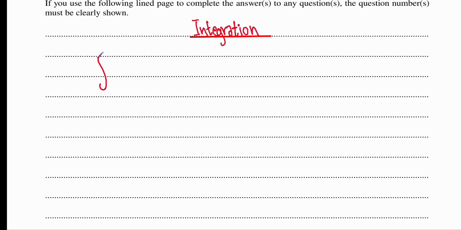It's like a curly long S, and then you have the function in here, whatever that is. And then you have the dx again. So that means with respect to x. And then you get a value over here. And depending on the function, you get different values on the right hand side right here.